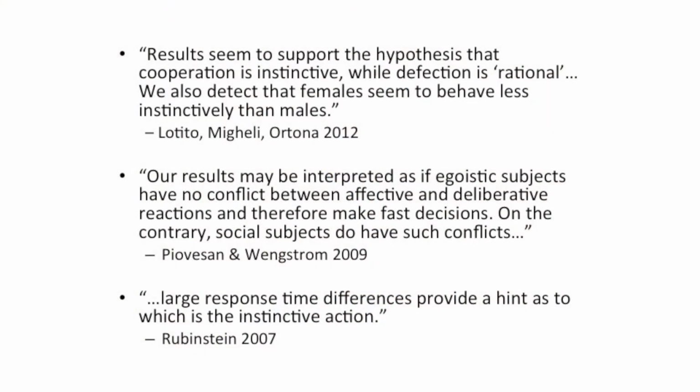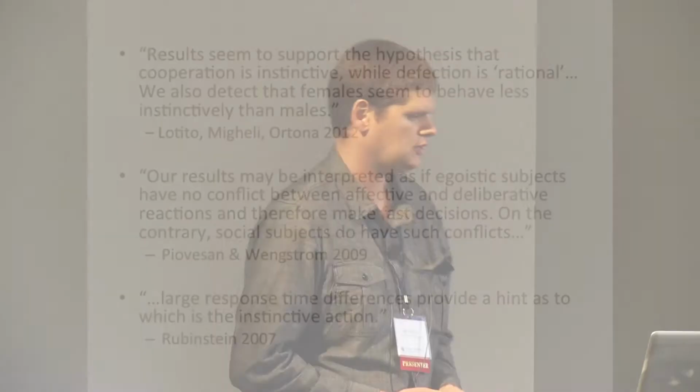Going a little bit further back in time, Ariel Rubinstein was actually one of the first to make these sorts of inferences. He looks at a bunch of more game theoretic type situations, strategic situations, and writes that large response time differences provide a hint as to which is the instinctive action. Okay? So my critique of this literature is called a reverse inference critique.